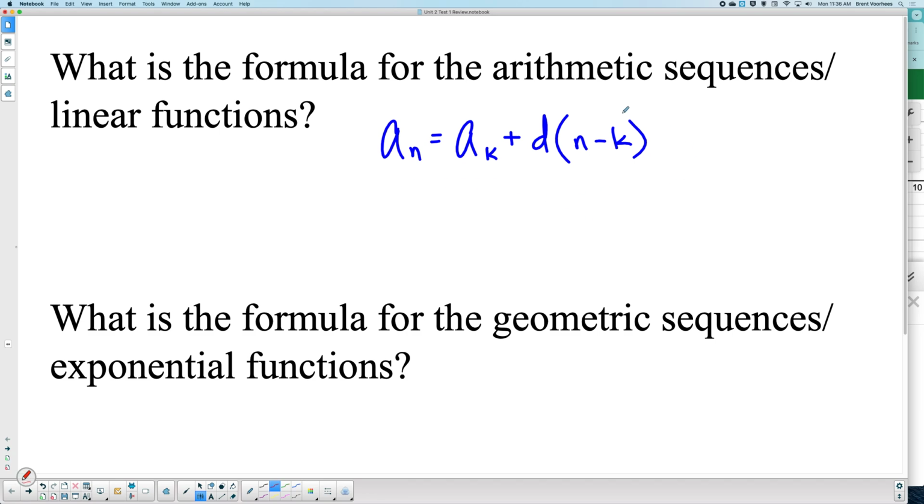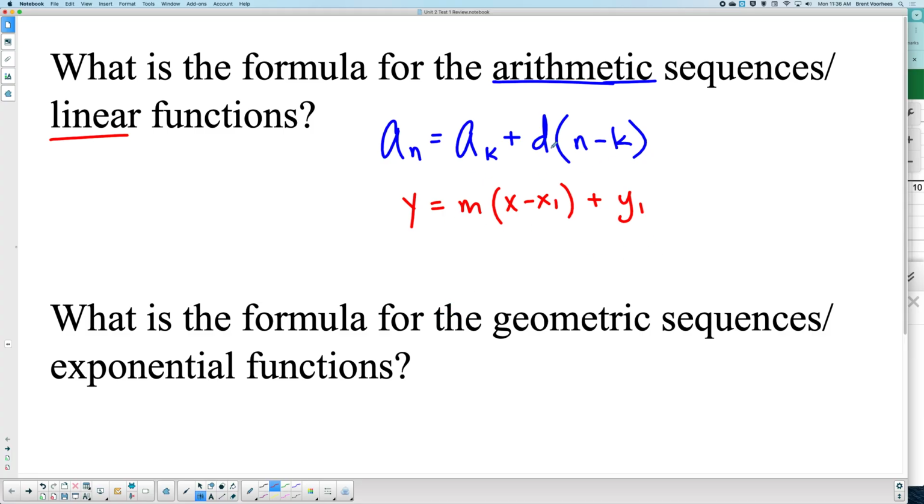That was your arithmetic. When we got to lesson 2.2, I said, hey, this is very similar to a linear function. In linear, we say the equation is y equals m times x minus x1, plus y1.